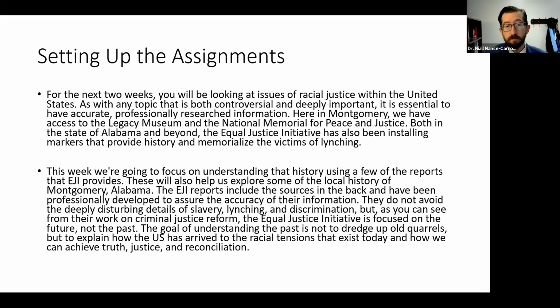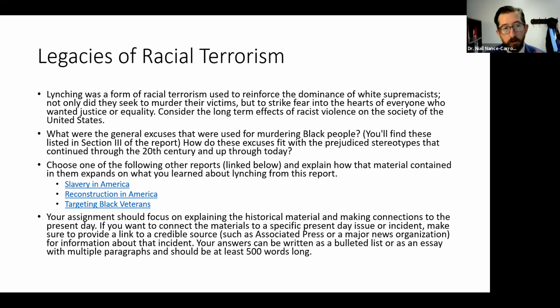You can also see this kind of reference to what the EJI does. So this kind of anticipates and rejects that sense of, oh, this is about stuff from a long time ago, but rather builds that sense of connections to contemporary issues. So here's the first assignment that they're given.